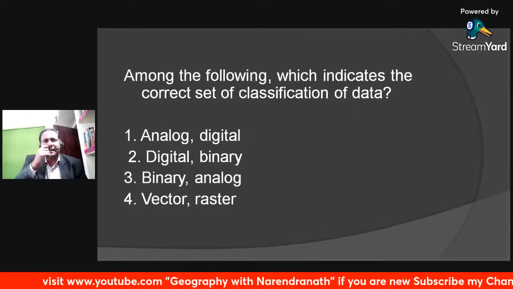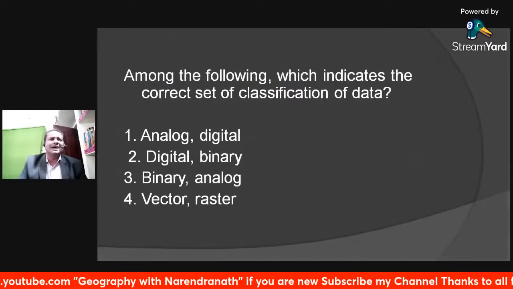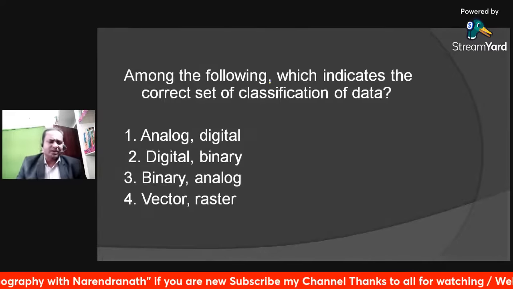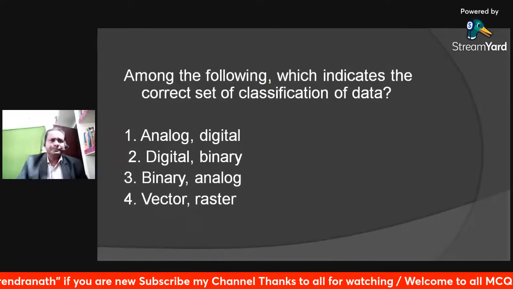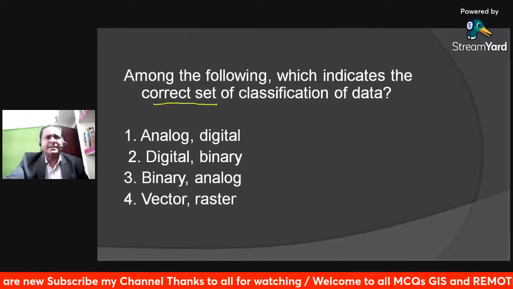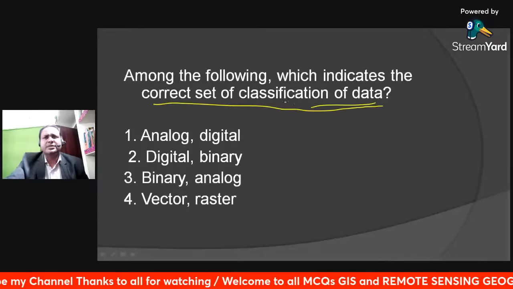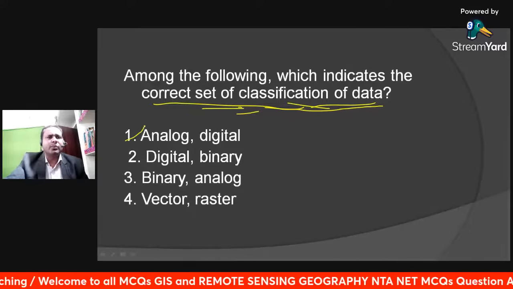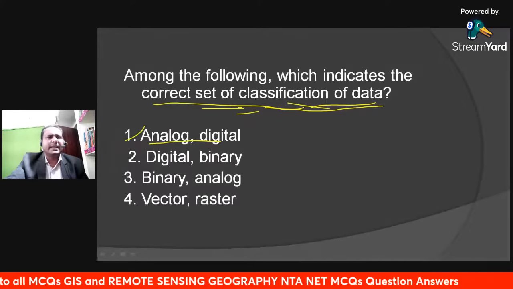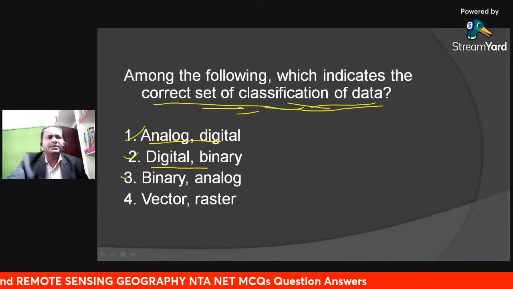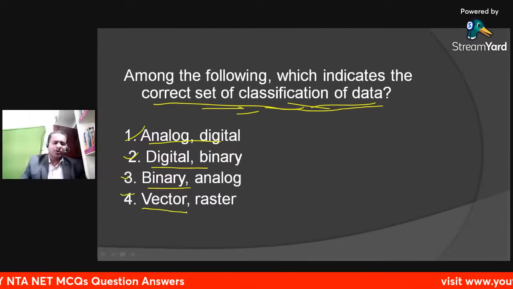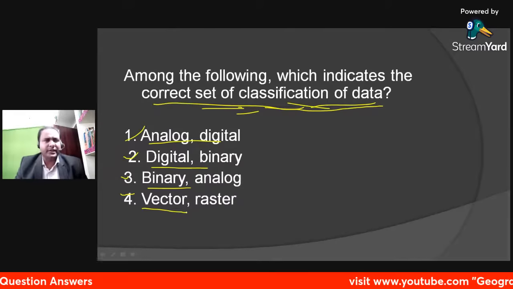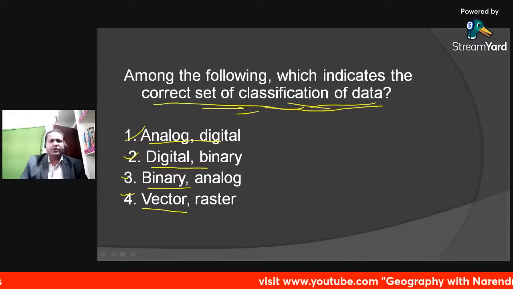Another question: among the following, which indicates the correct set of classification of data? Very interesting question. This question is very important for the NTA NET. Option 1 is analog and digital, option 2 is digital and binary, option 3 is binary and analog, and option 4 is vector and raster. Among these four options, which indicates the correct set of classification of data?